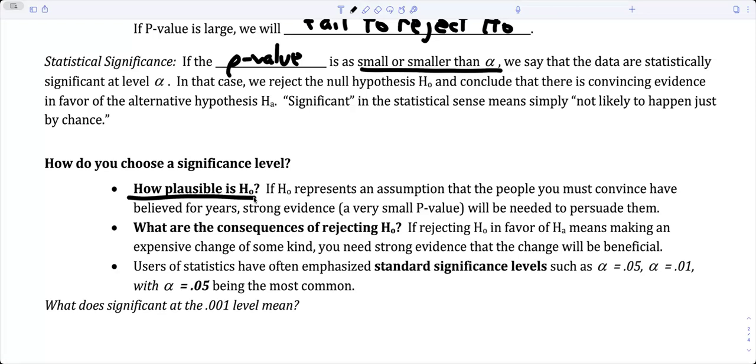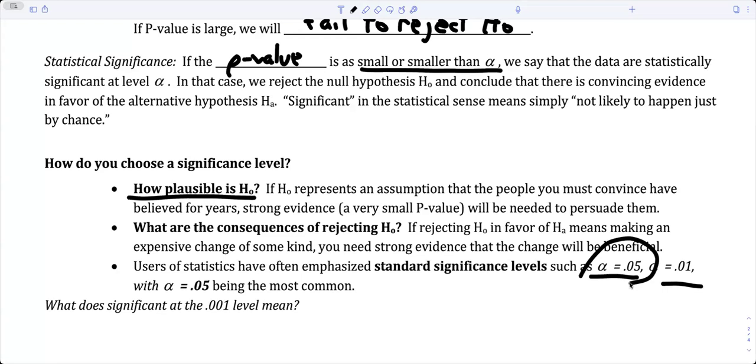Okay, users of statistics have often emphasized standard significance levels. So normally alpha is going to be something like 0.1 or 0.05 or 0.01. Kind of the default setting. If they don't give you one and say check it at this level, then I would just use alpha equals 0.05.